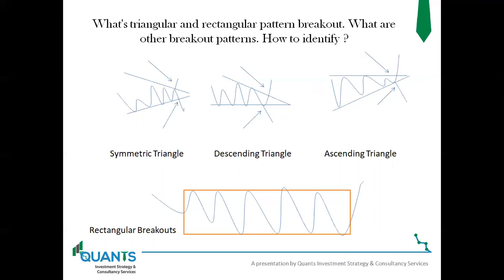There are three types of triangle patterns in the triangular module. One is the symmetrical triangle, which looks like this, one is the descending triangle, and one is the ascending triangle. The symmetrical triangle goes from high to low at the top and from low to high at the bottom, so it's called symmetrical. Anytime the price moves out of this triangle, only then you have to initiate a trade. When it breaks up, it's called an upside breakout. When it breaks downward, it's called a downward breakout.